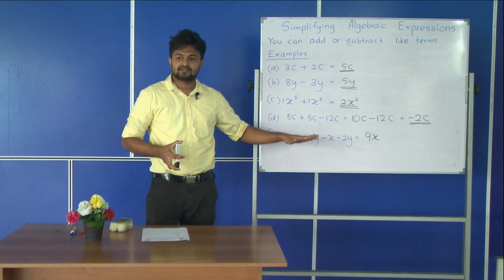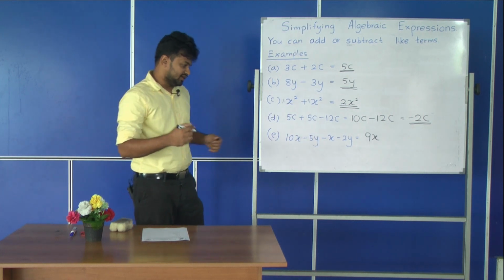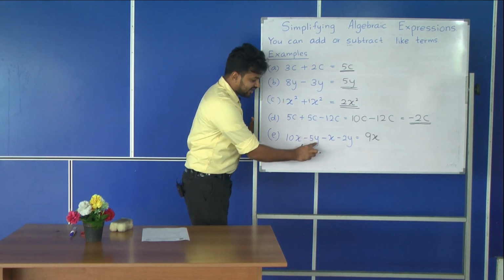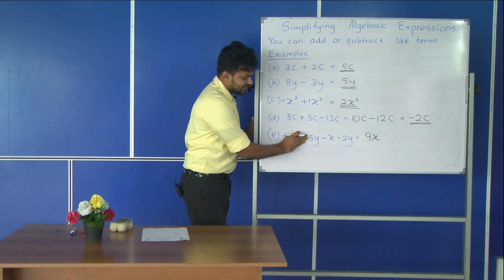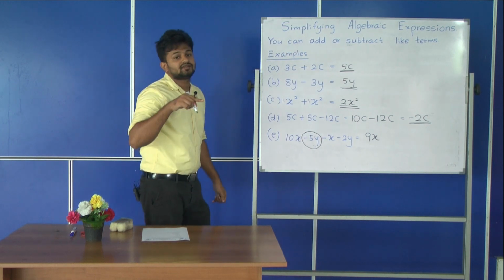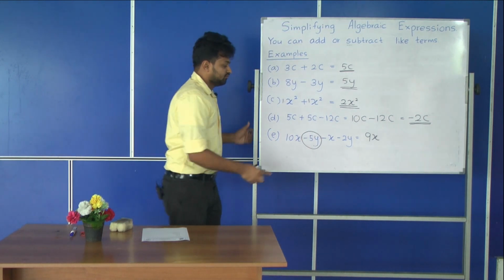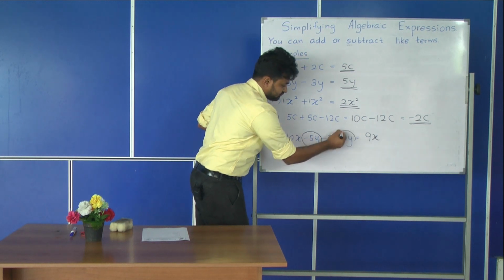Now that term is over regarding x. What is remaining? That is regarding y. So what are the y terms you have here? You have minus 5y. Be very careful, take the sign as well. Don't just take 5y, it's wrong. It's minus 5y. You can circle in pencil to make it clear for you. Then you have another minus 2y.